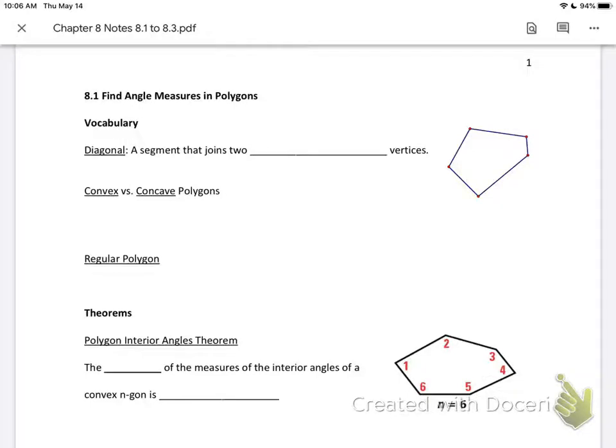Okay, in this chapter we're going to move beyond triangles and we're moving into polygons. Okay, so this is an important section. We'll start with 8.1. 8.1, find angle measures in polygons.